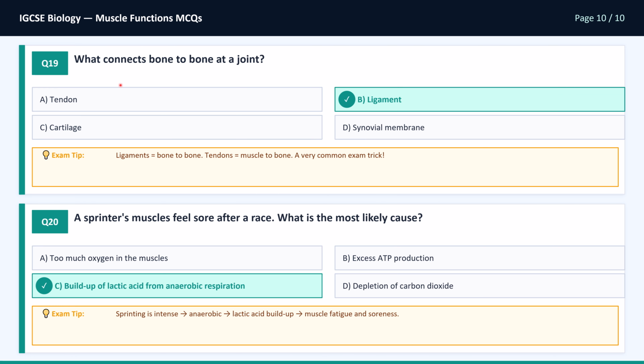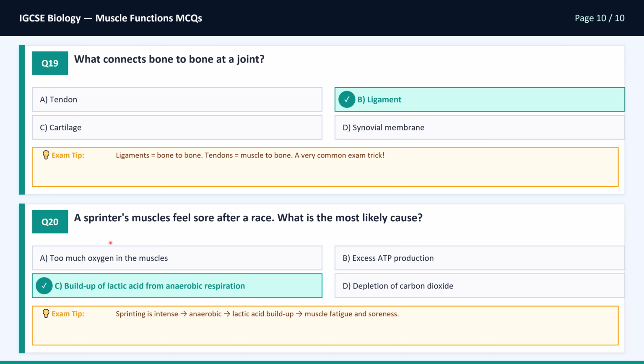Question 19. What connects bone to bone at a joint? Option A, tendon. Option B, ligament. Option C, cartilage. Option D, synovial membrane. It's option B, ligaments. Ligaments connect bone to bone, tendons connect muscle to bone. A very common exam trick.